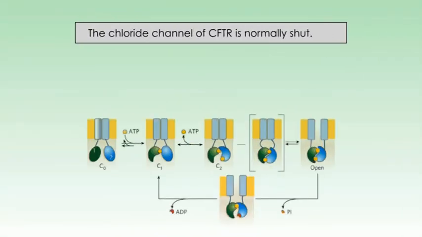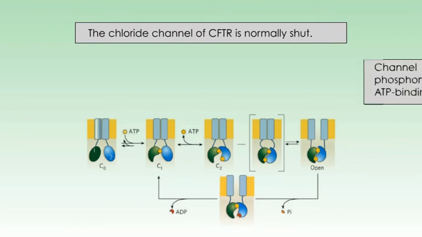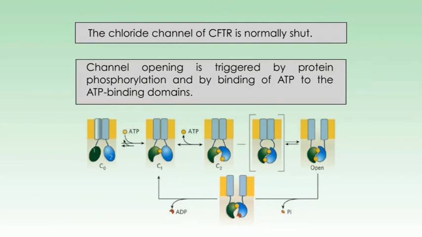The chloride channel of CFTR is normally shut. Channel opening is triggered by protein phosphorylation and by binding of ATP to the ATP binding domains. About 2/3 of all cystic fibrosis disease cases can be attributed to a single deletion mutation in the CFTR gene, leading to the deletion of phenylalanine 508 at the ATP binding NBD1 domain. At body temperature, the mutant protein fails to fold properly and to move to the cell surface where it is normally located.